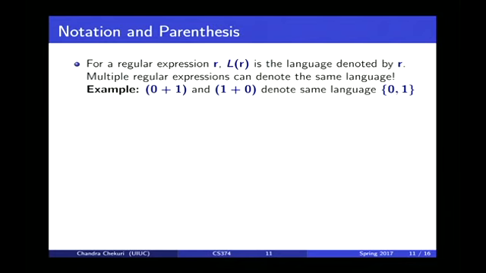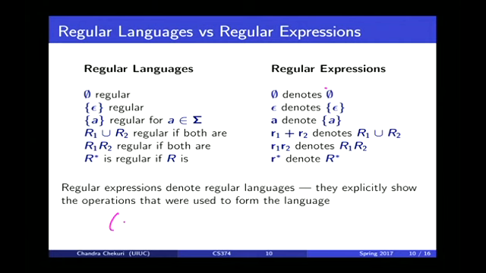So here are some examples. What is 0 plus 1 star? What does it mean? This is a regular expression, but what does it represent? Let's go through this slowly. 0 plus 1 is sigma, and star of that is just sigma star. So this is the set of all strings. This is just a regular expression to denote sigma star.